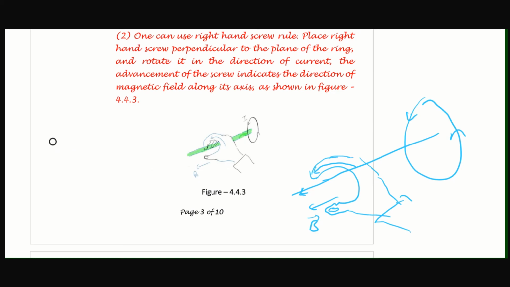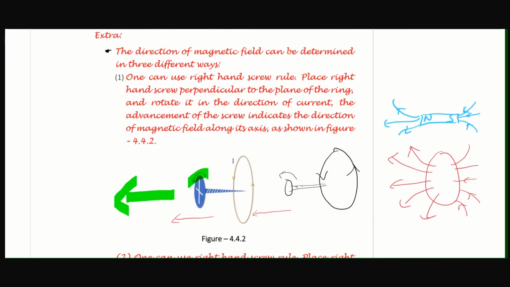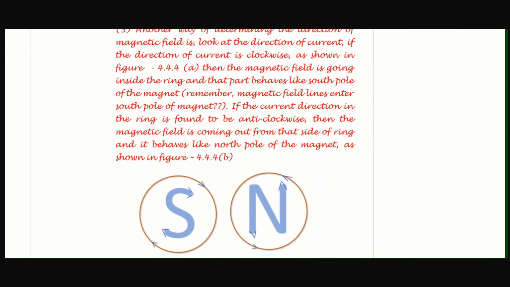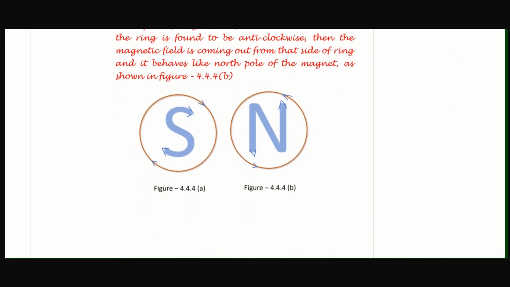So this is the second way of determining magnetic field. I assume this is an easier way, but there is one more. The third way says that you look at the ring, and if you see that the current is going like this, then it indicates that you are facing the south pole, meaning the magnetic field lines are going inside.